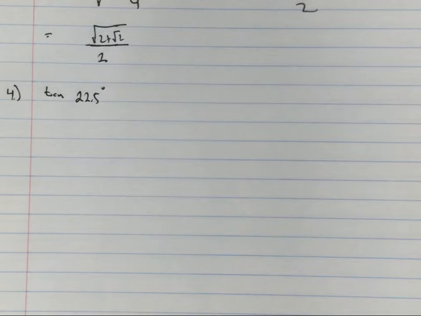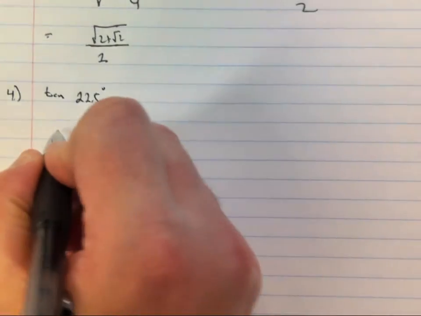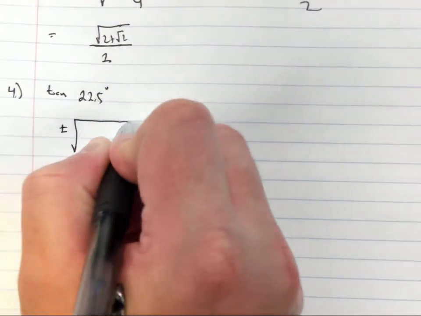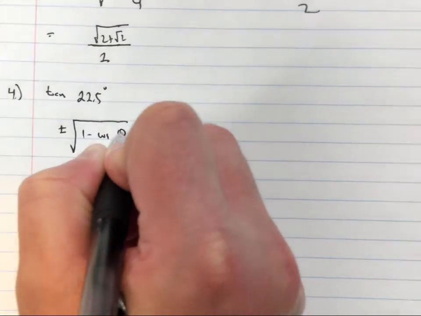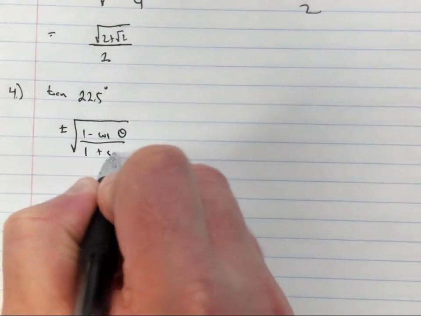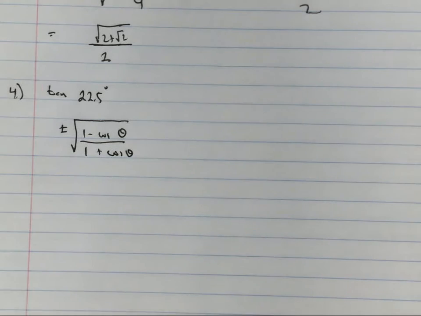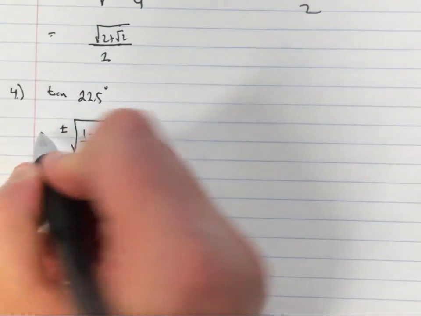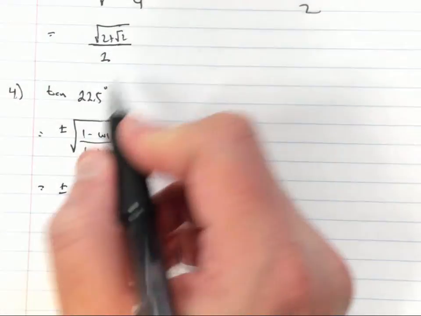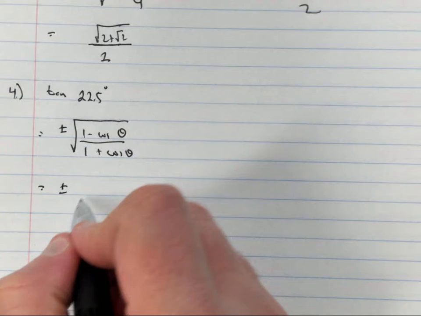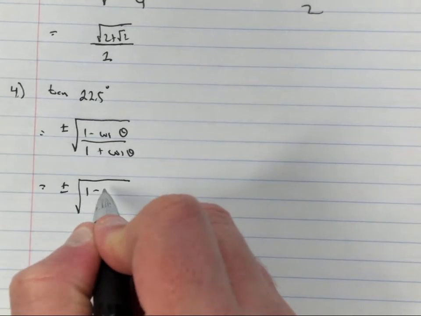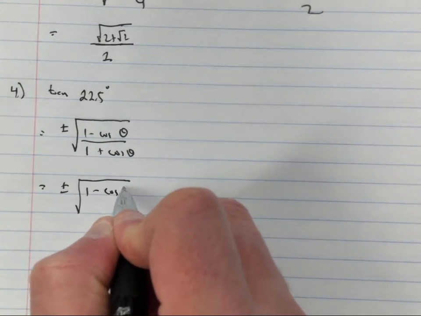Alright, number 4. The tangent of 22.5. I'm going to go to my tangent formula, which is plus or minus the square root of 1 minus cosine theta over 1 plus cosine theta. What do I do with the 22.5? Multiply. So what I'm going to be plugging in? 45, yep.